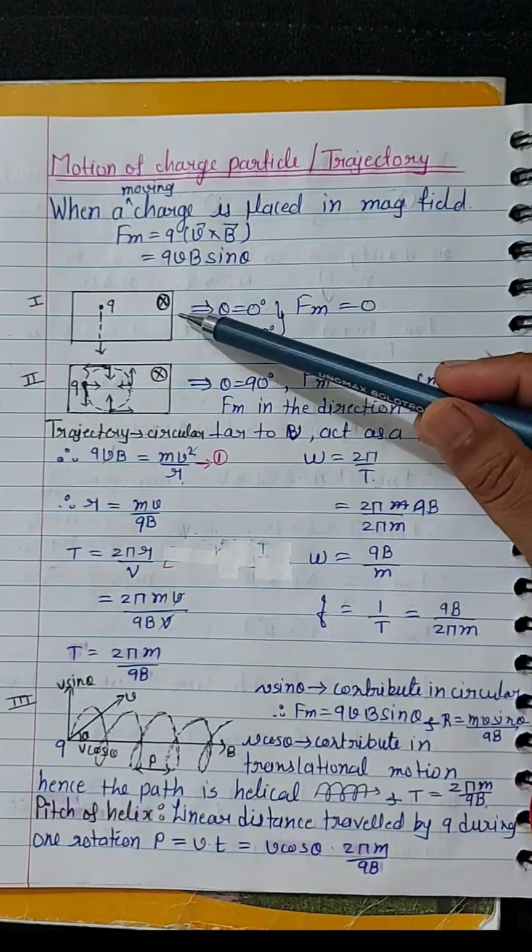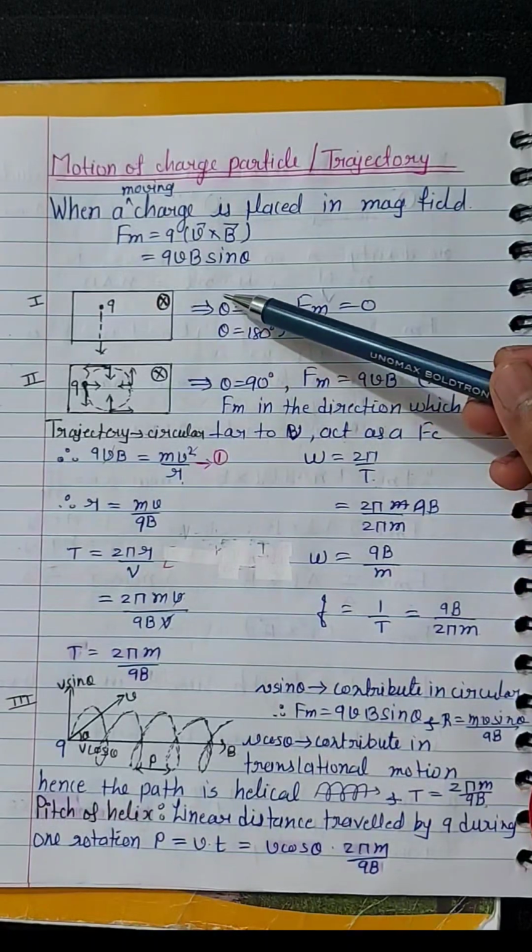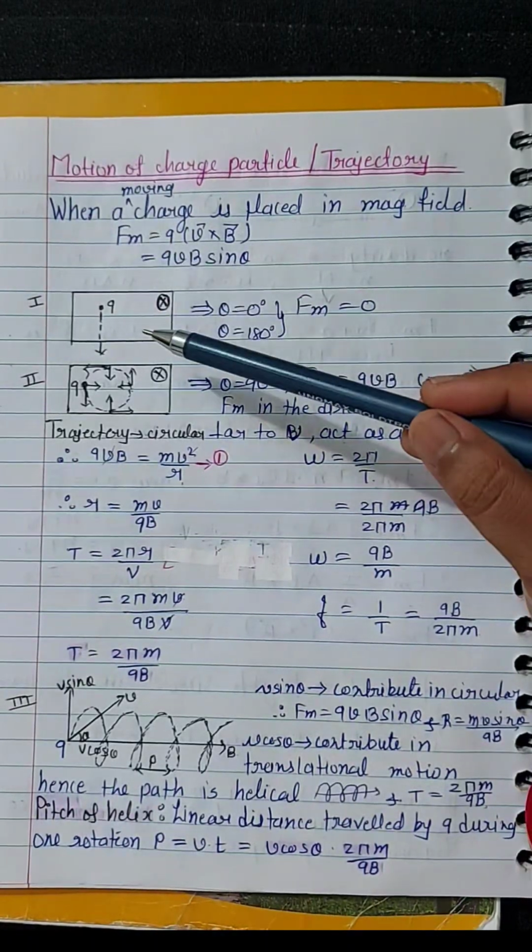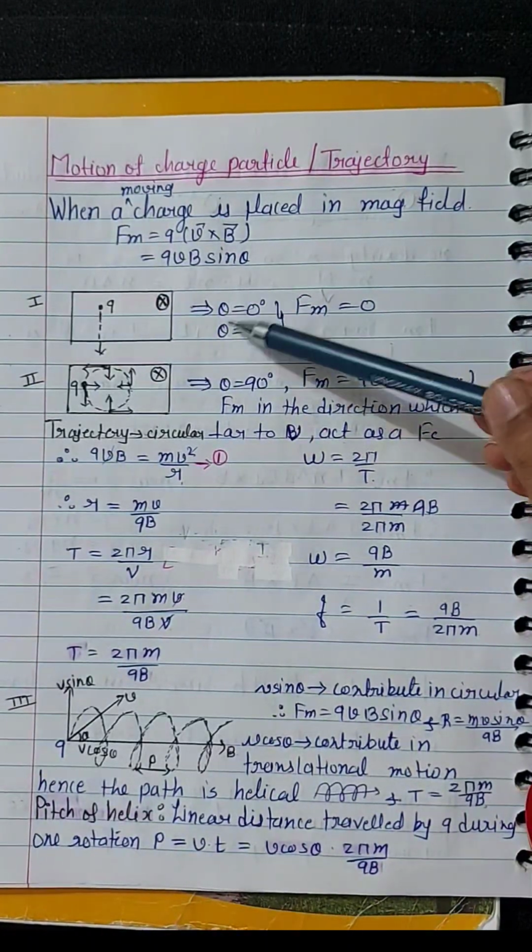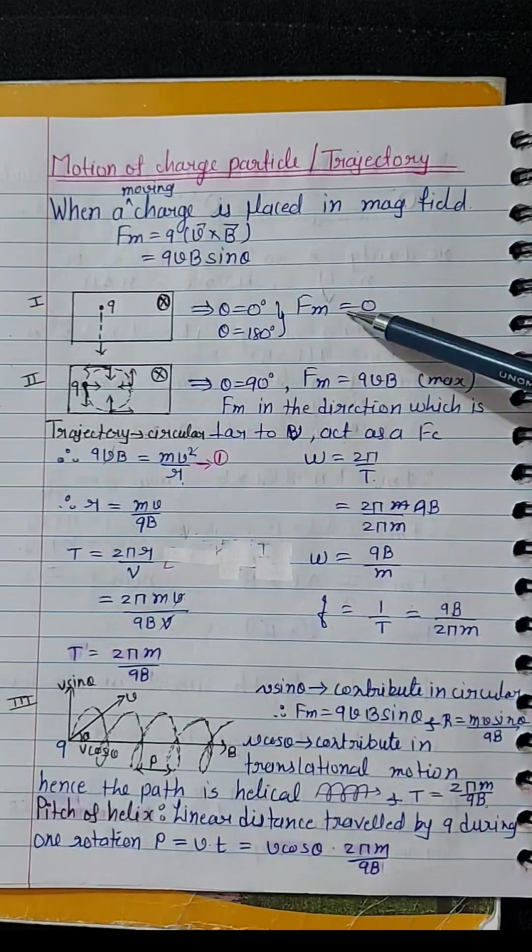In the first case, a charge is moving along the magnetic field or in the opposite direction of the magnetic field. Theta is 0 or 180, so the magnetic Lorentz force will become 0.